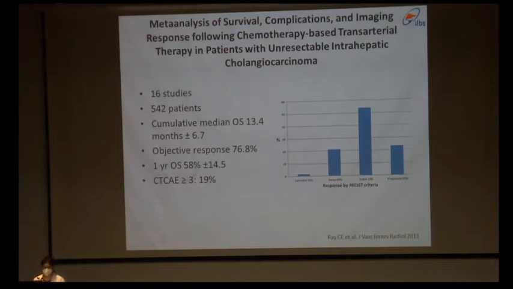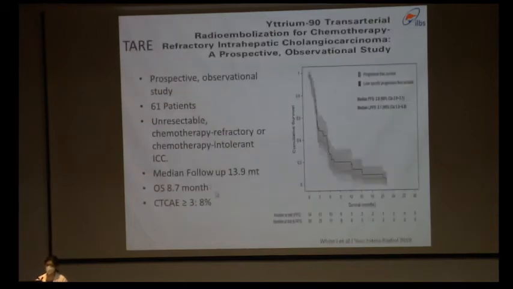1 year overall survival again in this group of patients is 58%, with CTCAE grade 3 or more reaction in about 20% of the patients. TARE is another modality, although not been done in so many studies. It's a prospective observational study published in 2019, with a median follow-up of 13.9 months, overall survival 9 months, and here in this group the CTCAE grade 3 reaction was in 8% of the patients, but the median progression-free survival was 2.8 months and median local progression-free survival was 3.1 months.